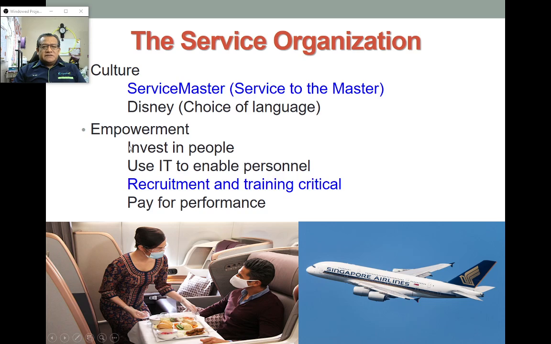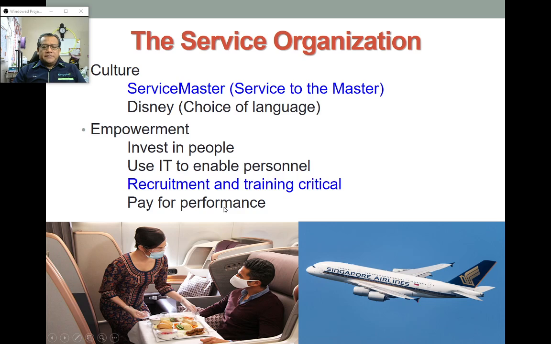The second component of service organization is its empowerment. So I believe Singapore Airlines also invests heavily in people, as far as recruiting the most suited, the most capable candidates, and also training them critically and efficiently in the many parts of their service. So empowerment in the use of IT, as far as the personnel using the IT devices efficiently, and also I strongly believe Singapore Airlines also evaluates or reimburses their employees based on their performance. So the pay for performance.